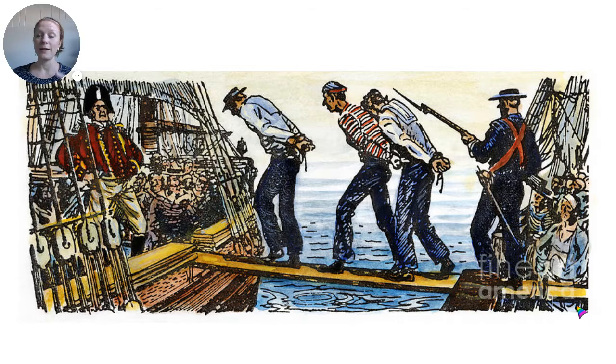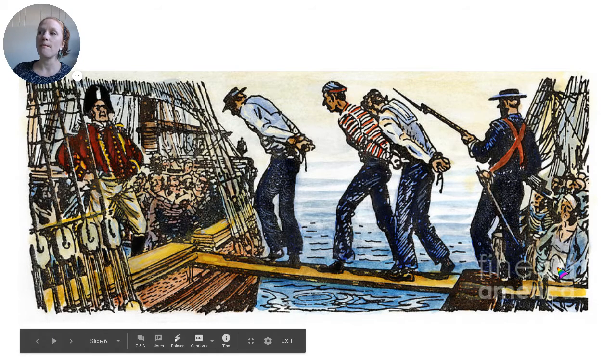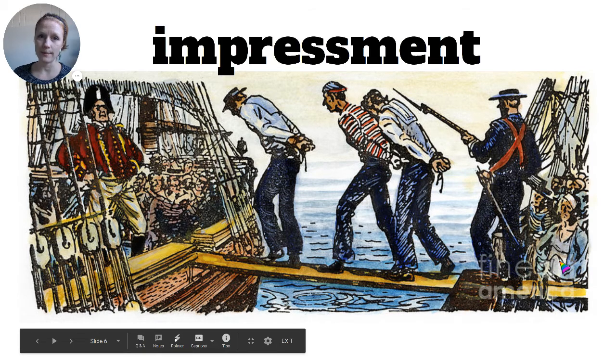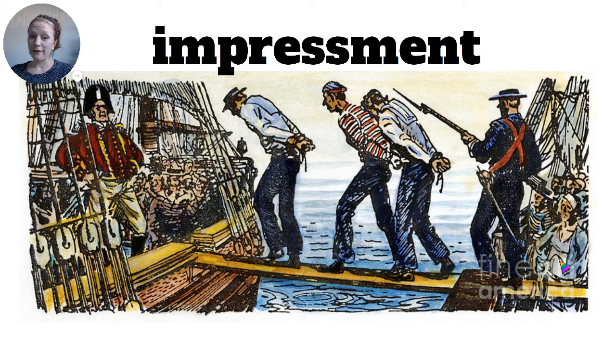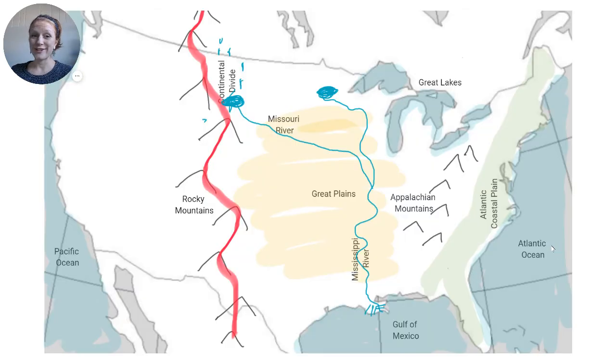Now, yes, that sounds a lot like kidnapping. I'm sure you know this word. But in this circumstance, it has a special name, and it was called impressment. And the impressment of American sailors was really starting to make Americans mad. And they were mad at the British for some other reasons too.